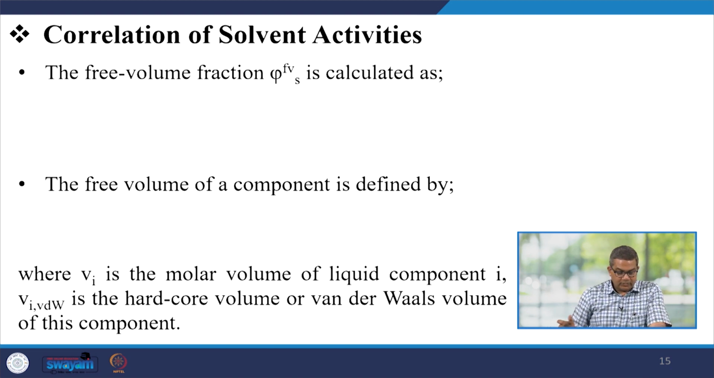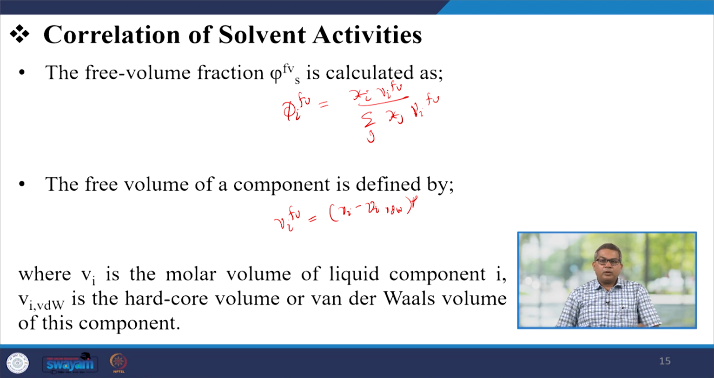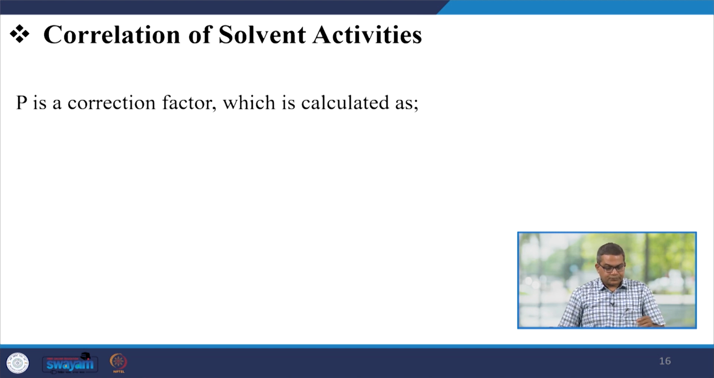Now, the free volume fraction, psi FV, is calculated as xi viFV over summation j xj vjFV. The free volume of the component is usually defined by viFV is equal to vi minus viVDW, where vi is the molar volume of the liquid component i, and viVDW is the hardcore volume or van der Waals volume of this particular segment. Now, the P correction factor can be calculated as P is equal to 1 minus Vs over Vp.